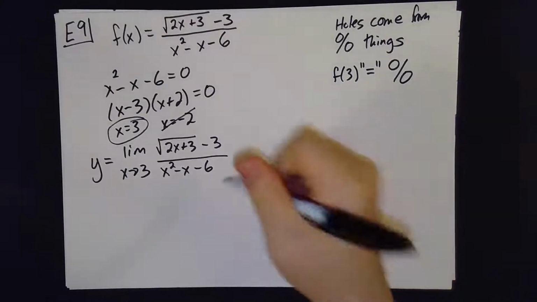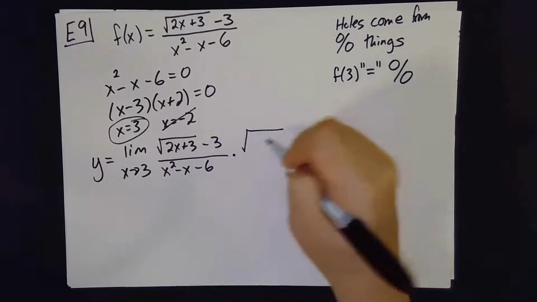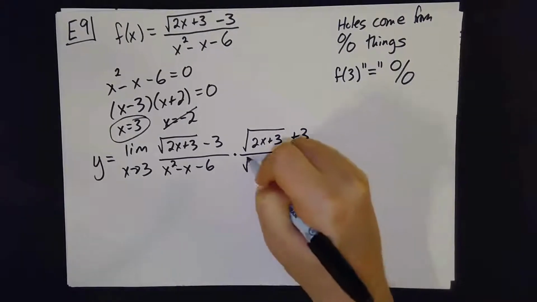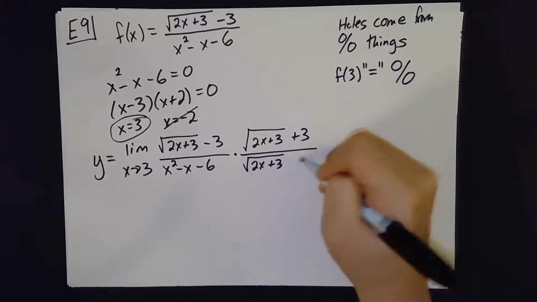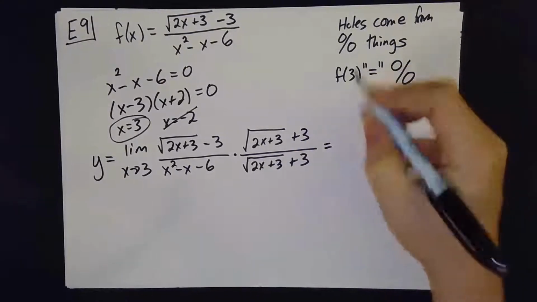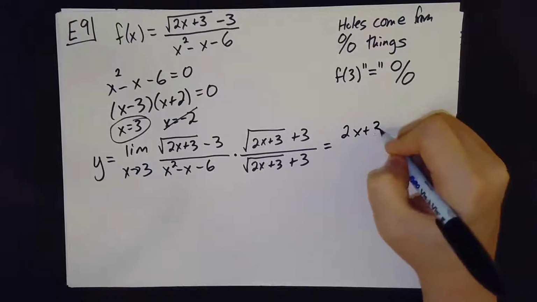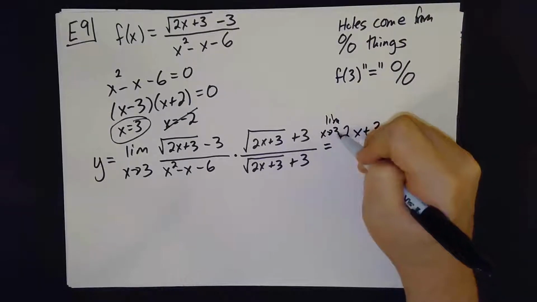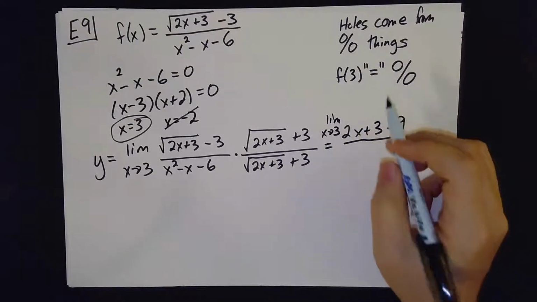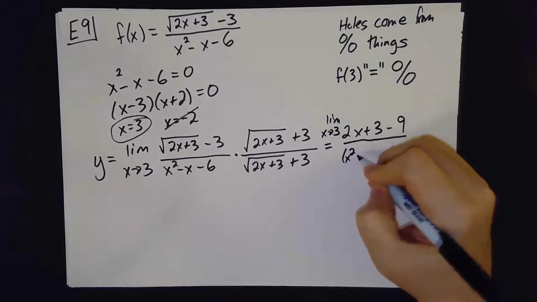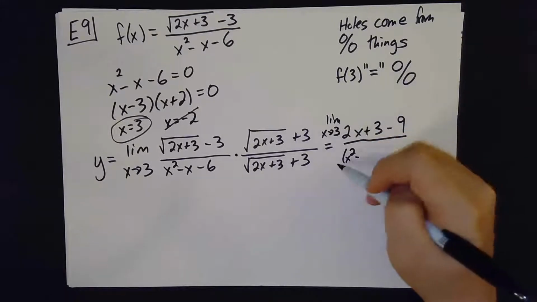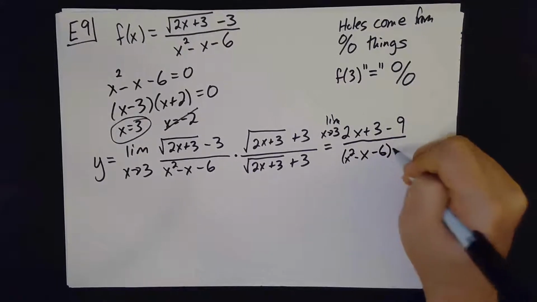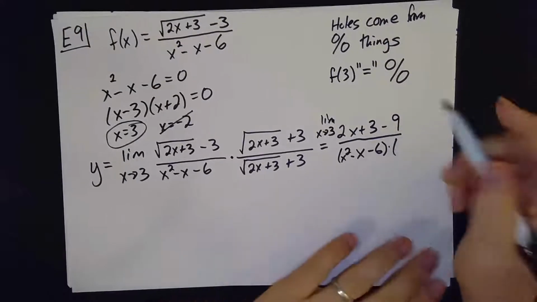And to handle these limits with square roots in them, we multiply by the conjugate. Okay, which will end up being 2x plus 3 minus 9. Sorry, there's a limit in front of this. Divided by x times x squared minus x minus 6 times, and then this square root business.